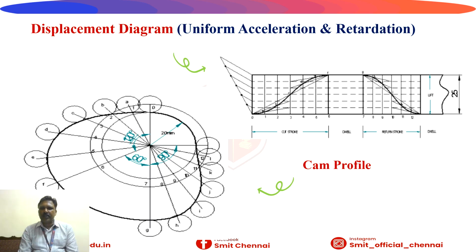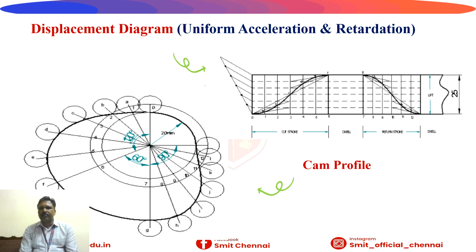Simply we have to divide the various segments into 6 equal parts, 0 to 6, followed by dwell and return stroke and dwell. The outstroke angle is already given in the problem: 120, dwell 60, then 90. How will we divide the 120? 20 degrees each, that is 6 into 20, you will get 120 degrees. For the dwell, there is no need to split up the angles, you have to keep it as it is.